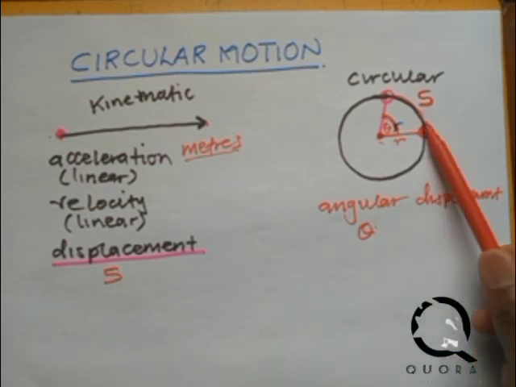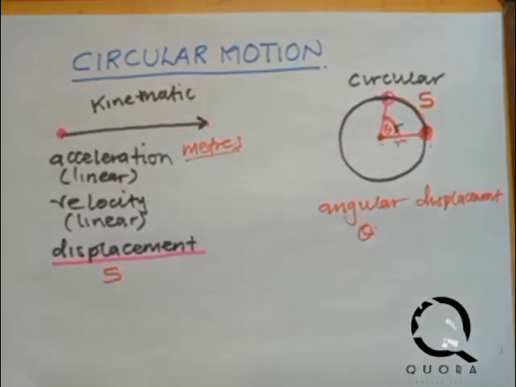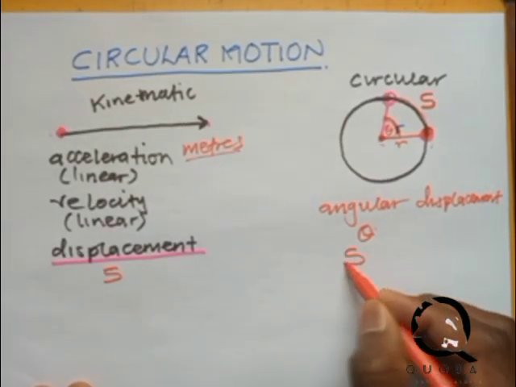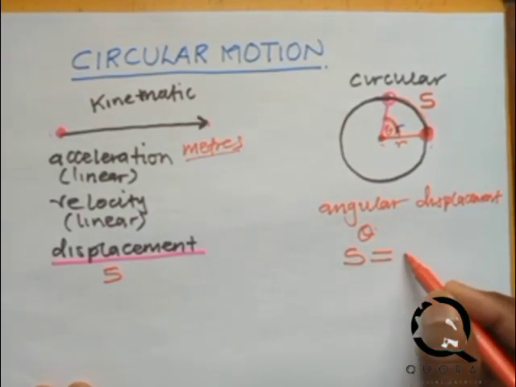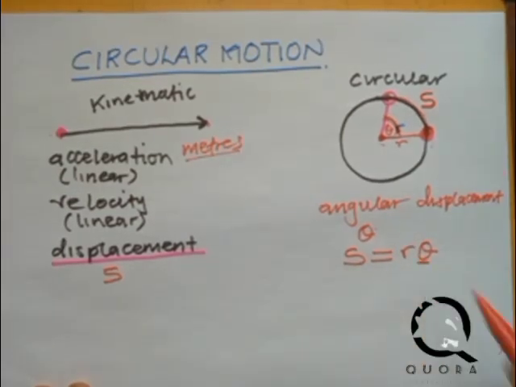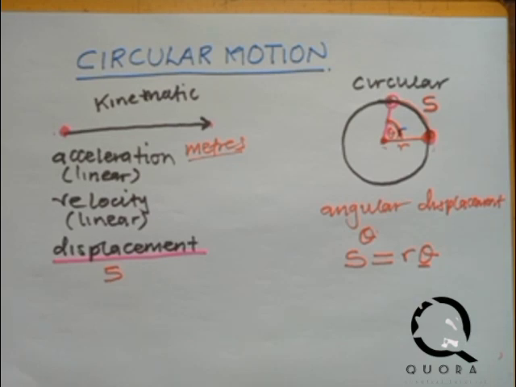Okay, so it is very simple. For you to find the arc length, we have a simple formula that we are going to be using. This formula goes like this: arc length is equal to r theta. So this is the distance it has swept, and this is the path that it has taken.